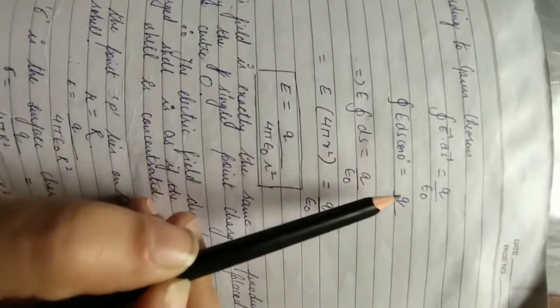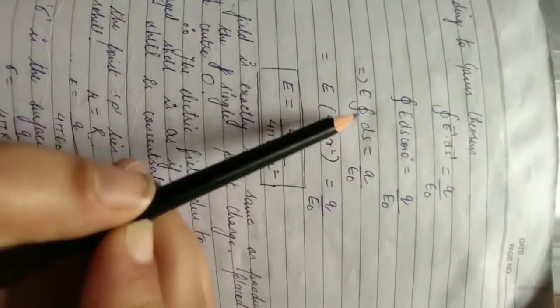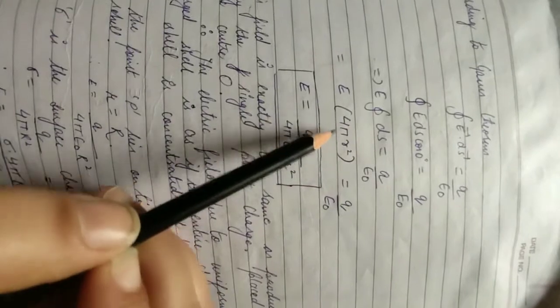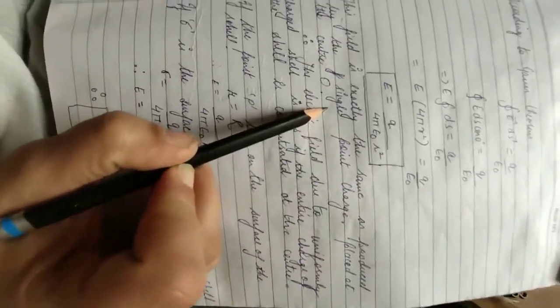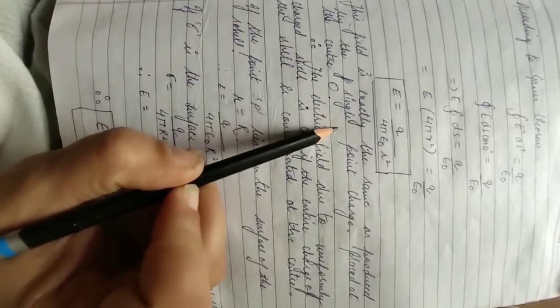E ds cos 0 is equal to q upon epsilon naught. E ds is equal to q upon epsilon naught. The surface area, since this is a sphere, is 4 pi r square, so E times 4 pi r square is equal to q upon epsilon naught. E is equal to q upon 4 pi epsilon naught r square. This field is exactly the same as that produced by a single point charge.